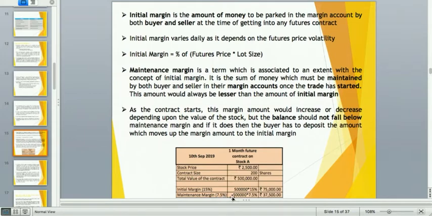That means the buyer of the stock has to maintain at least 37,500 rupees as his margin at any point of time in the account, the maintenance margin. And if the balance falls short of 37,500, he will get a margin call and he will have to add more money to bring it back to the level of 75,000, the level of initial margin, right?